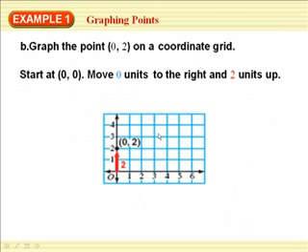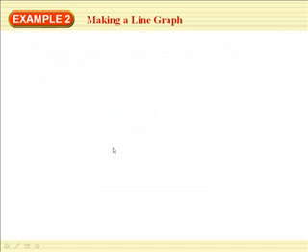0, 2, same deal. You start at 0, 0. The first number tells you how far to move to the right. So 0 says you don't move at all. And 2 says you go up. So it's right there, 2 places. And there's 0, 2. That's it.